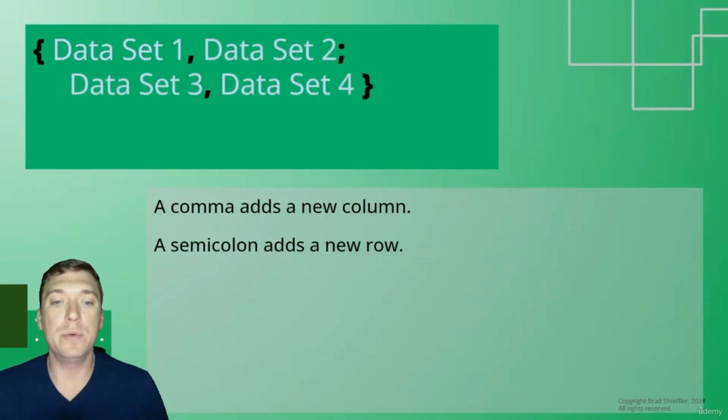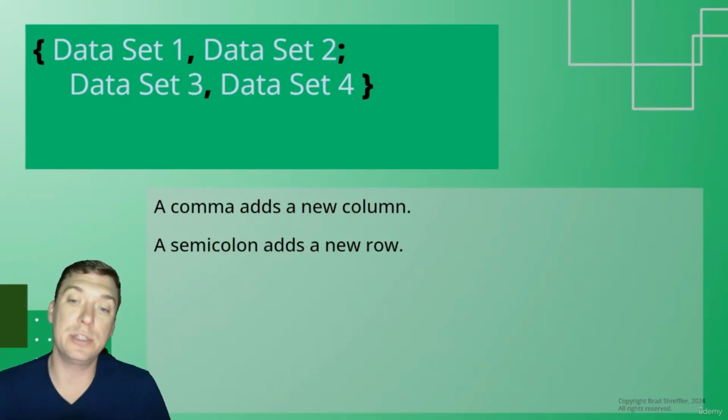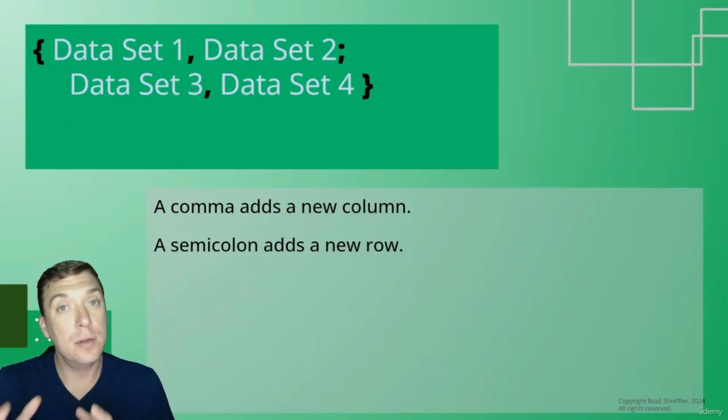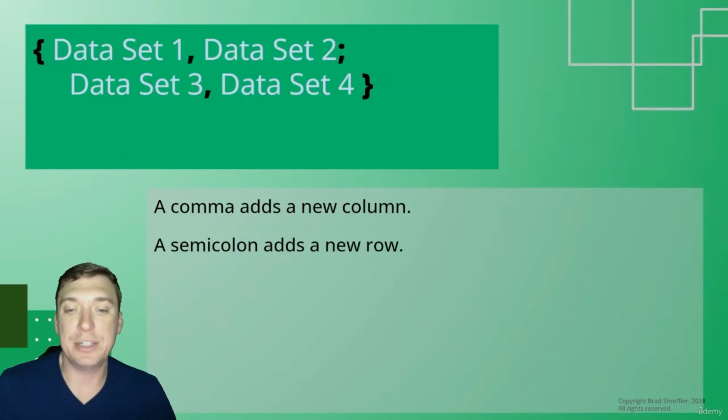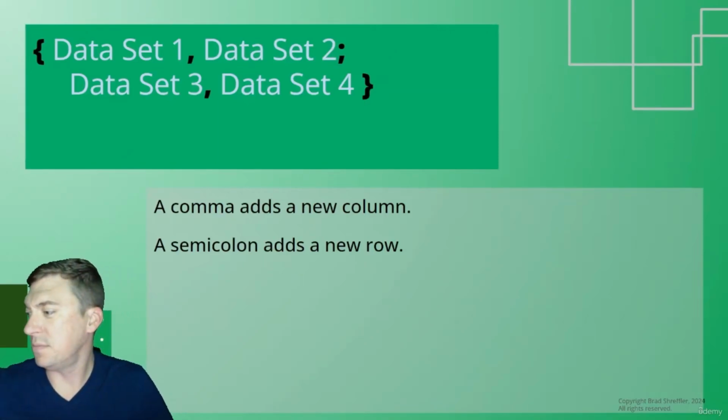In this array, we will select data and use a comma to start a new column and a semicolon to start a new row. So you understand what I'm talking about, let's go to our practice sheet and I'll show you what I mean.